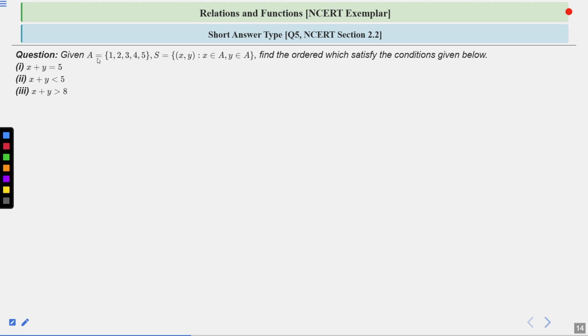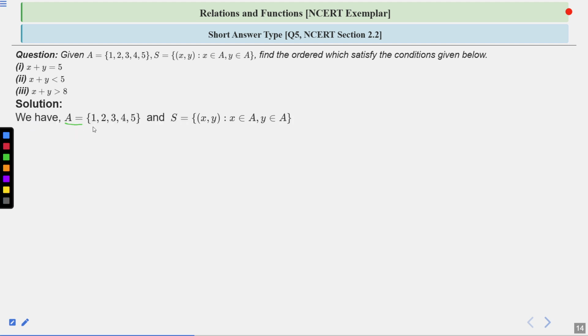So in the question, we are having set A with 5 elements 1, 2, 3, 4, 5. Set S in set builder form is the collection of all ordered pairs where x and y both belong to set A. And we have to find the ordered pairs following the given conditions. For the first, find the ordered pairs satisfying x plus y is equal to 5. Then find the ordered pairs satisfying x plus y strictly less than 5. Then find the ordered pairs satisfying x plus y strictly greater than 8. Solution.